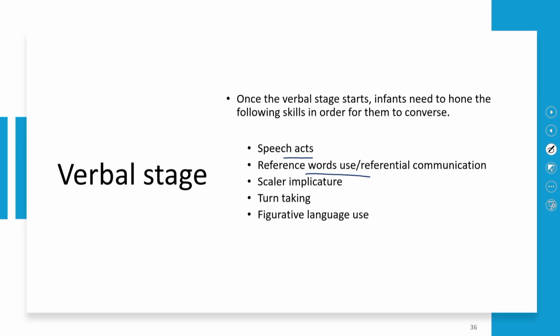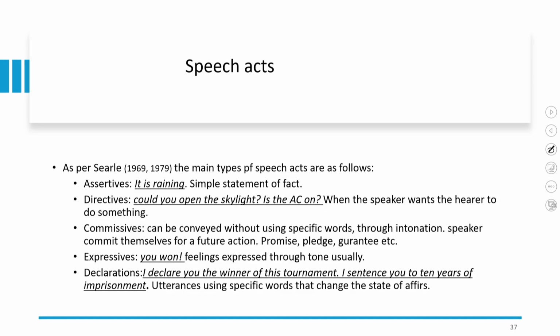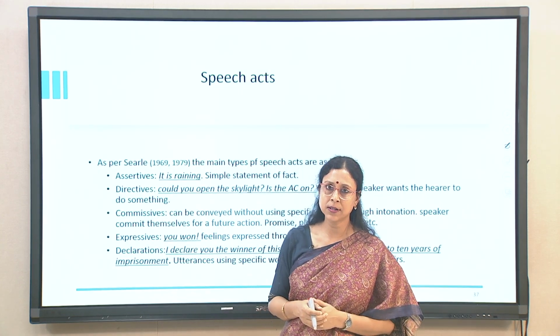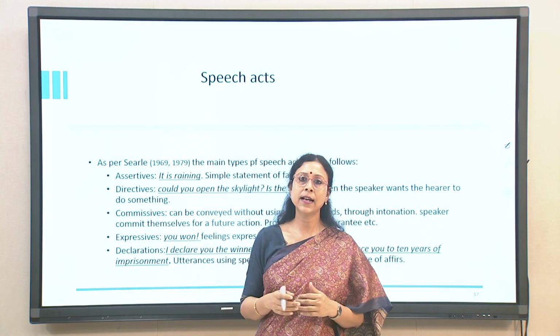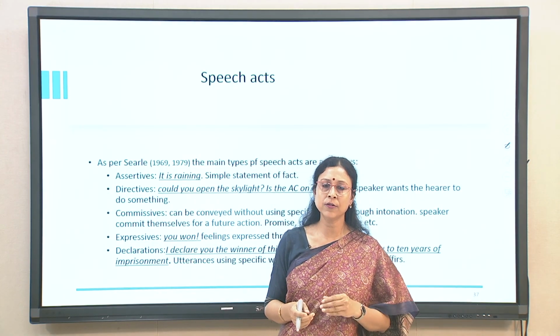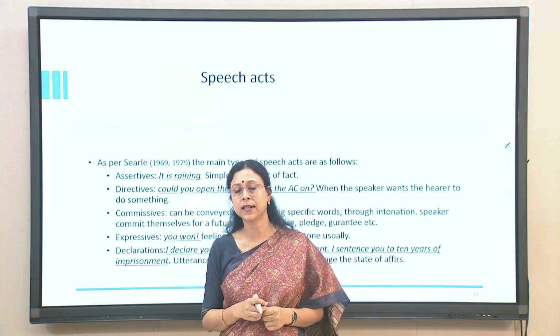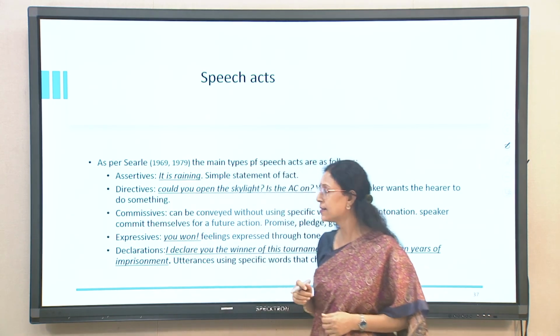The pre-verbal stage, as we have discussed, refers only to eye movement and some gestures and pointing. So, pointing and non-pointing gestures and eye contact, but when they are using the verbal mode of language, they can do a lot more. One of the most important things that we do with language, as Searle had talked about, is that we can do things with language. We do not just speak, but we can make some action happen with language. That is called a speech act. We will not get into what a speech act is, just restrict to the different kinds that Searle talked about.